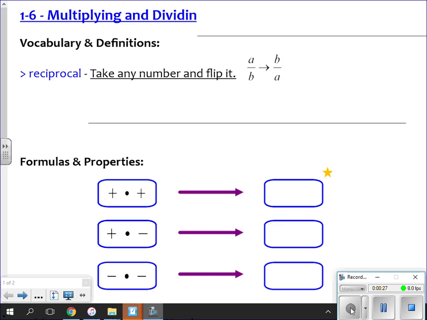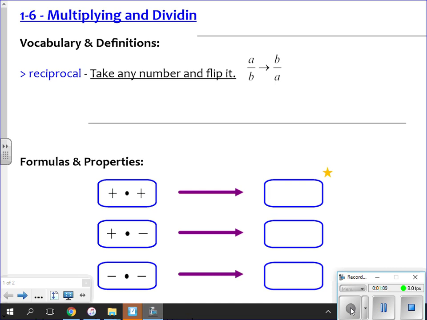Okay, our definition that we have today: reciprocal. Take any number and flip it, that is the reciprocal. Got to have it down for your notes. Why do we do that? Why do we flip it over? Can you think of a time when you do that? Yes. When you divide by a fraction, you do that.